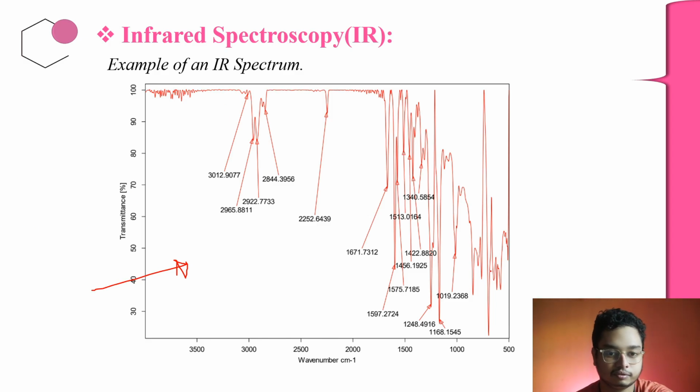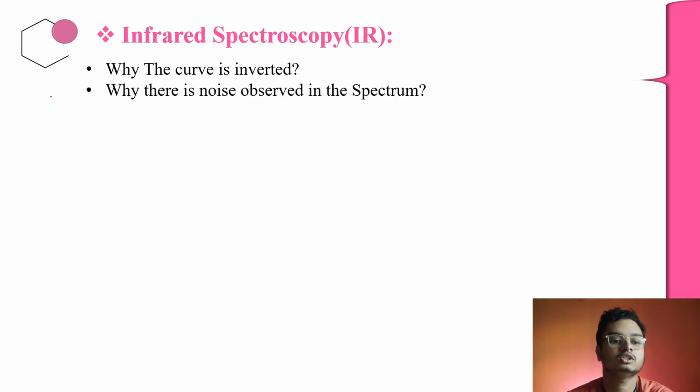If you look at this particular graph, you can see that the peaks are inverted, which is the first observation, and the second observation is that there is noise, like here and here we can see some kind of noise. So there are two questions associated with the spectrum. The first question is why the curve is inverted.